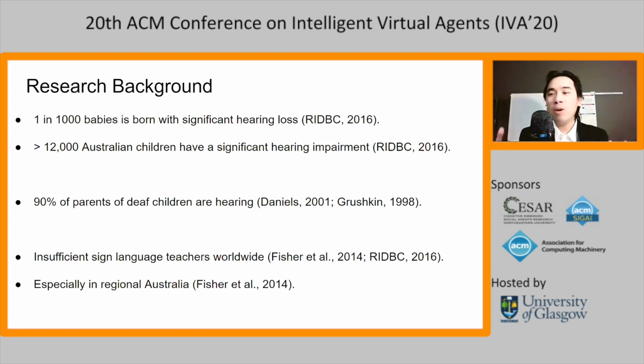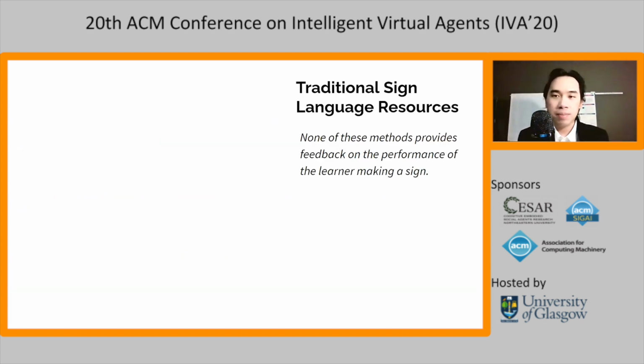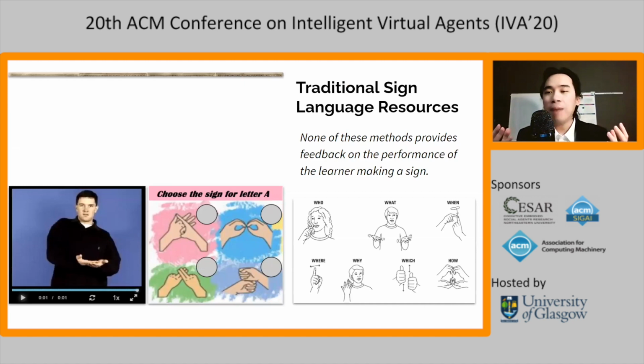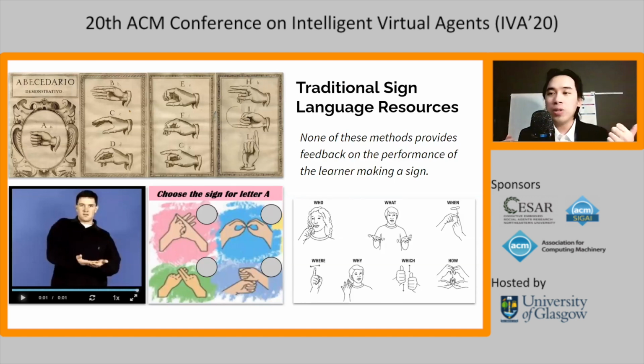So we need to look at alternatives to teach sign language. There are already existing approaches to teach sign language in the absence of a human teacher, such as books and multiple choice question software. However, none of these methods provide feedback on the performance of the learner making a sign.